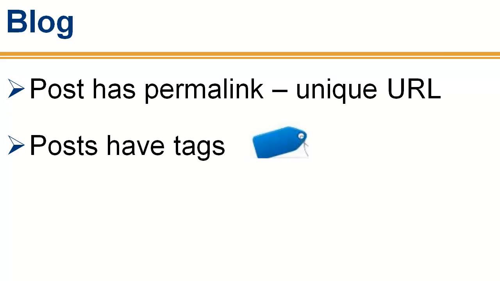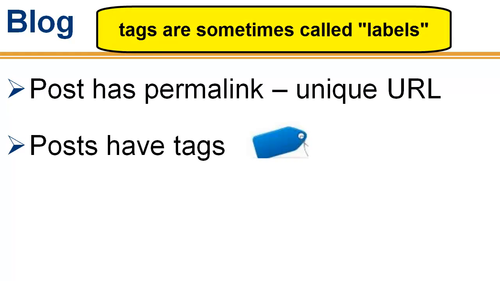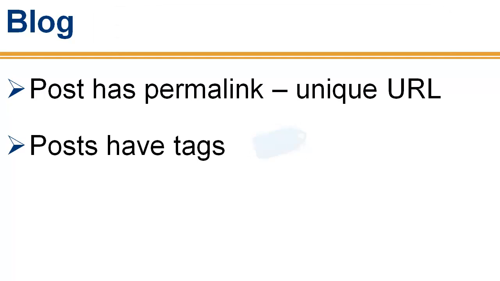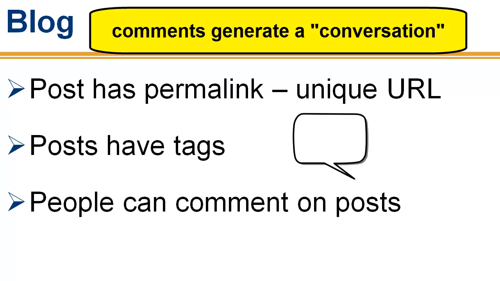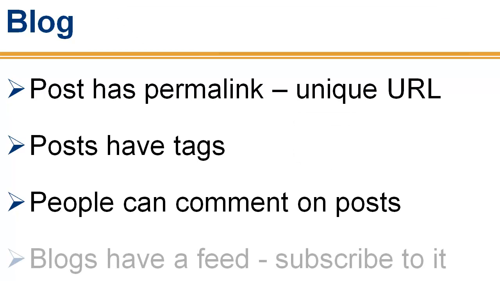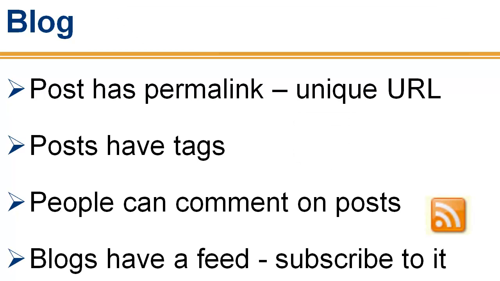Posts have tags, and some applications refer to tags as labels so that we can identify the content in the post. People can comment on these posts, which generates an interesting conversation. Blogs have a feed, which means that you can subscribe to the blog and receive updates automatically.